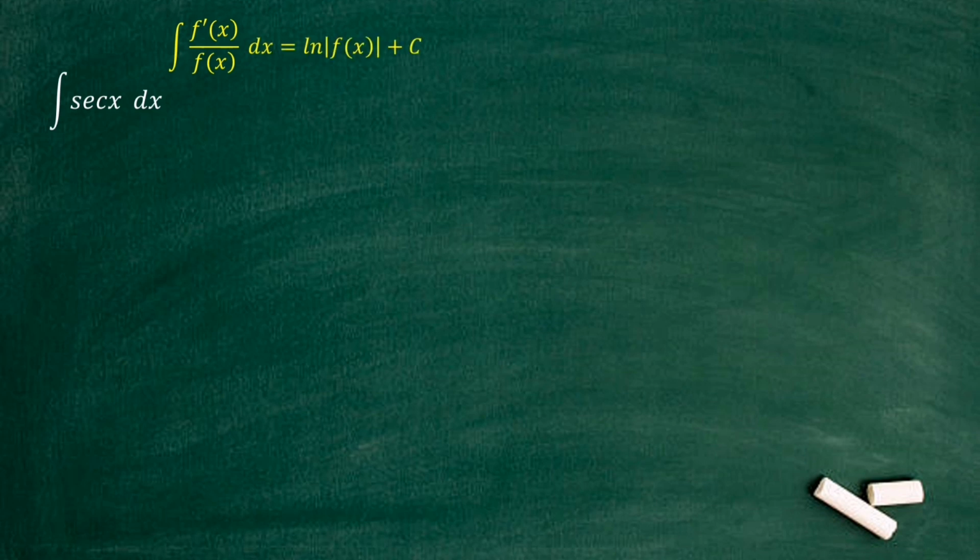The differentiation of sec x equals sec x tan x, and the differentiation of tan x equals sec squared x. Sounds good. Let's jump into the question.